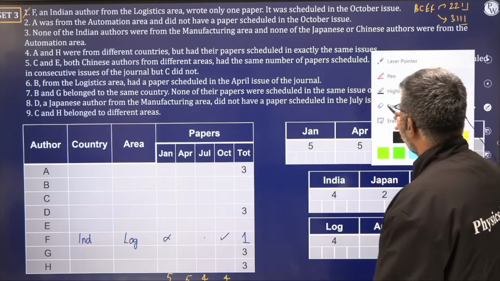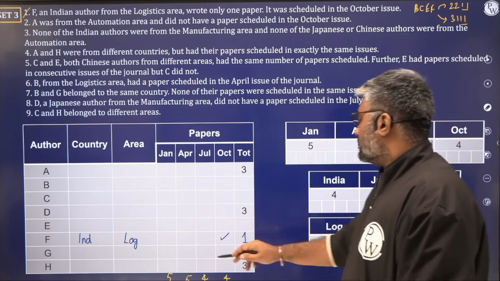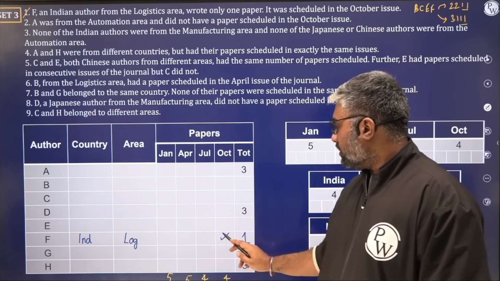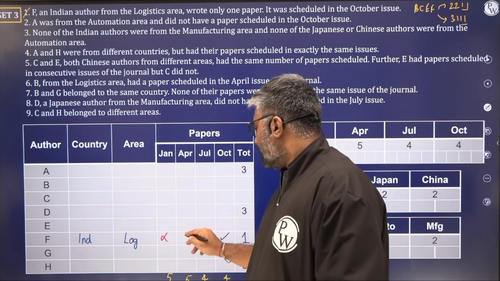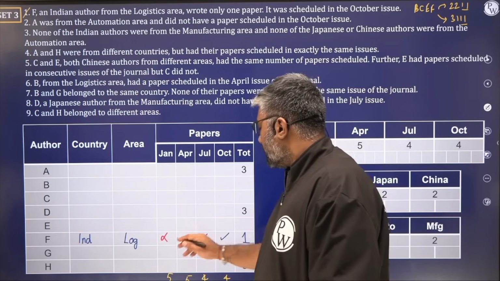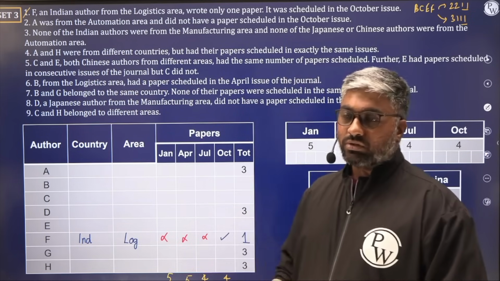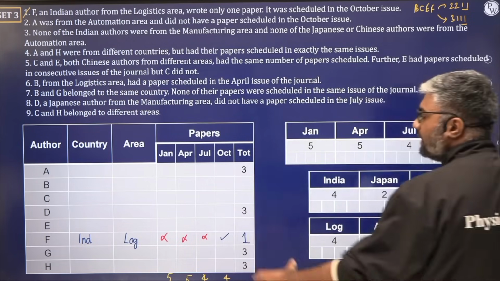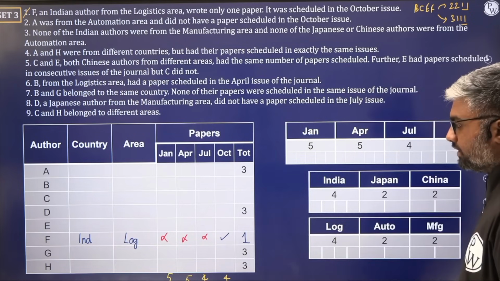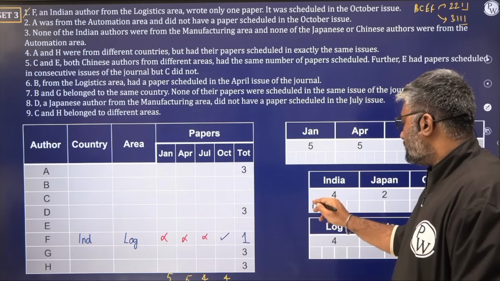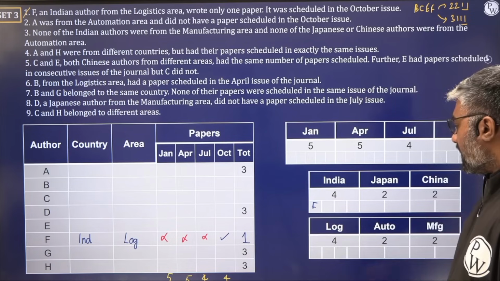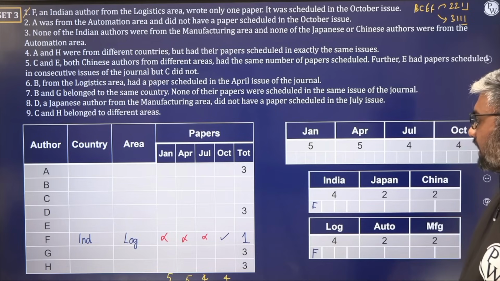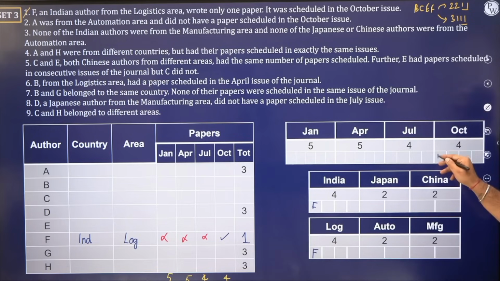So here we will have, just to make sure, we know that there is only one paper and it is in October. So Jan, April and July I'm cutting out so that we don't get confused later, okay. Now like I said, to keep track of things, we'll note this down here too. So F is an Indian author. F is from the logistics area. F had one paper in the issue of October.